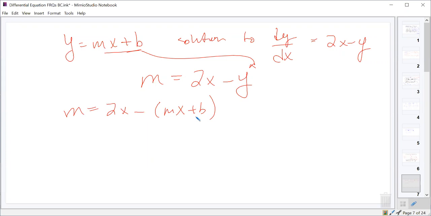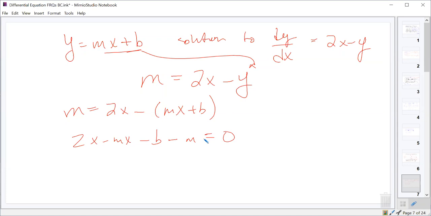Now this is where we have to get a bit creative. We'll note that we really only have one variable here. The one variable is x, right? Everything else is just constant. m and b are just constants, even though they're unknown constants. The value of that constant is unknown, but they're just constants. So what we're going to do is gather everything onto one side. So we're going to say 2x minus mx minus b minus m is equal to 0.